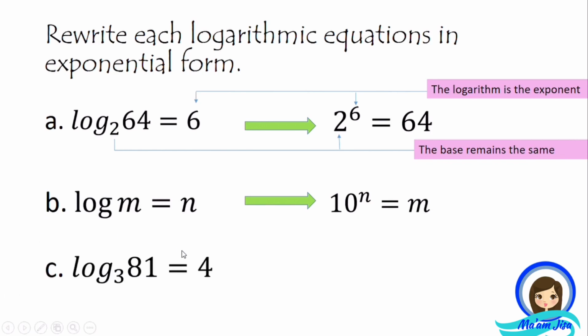Log of 81 to the base 3 equals 4. The base is 3 and the logarithm is 4, so we can write that as 3 to the power of 4 equals 81.